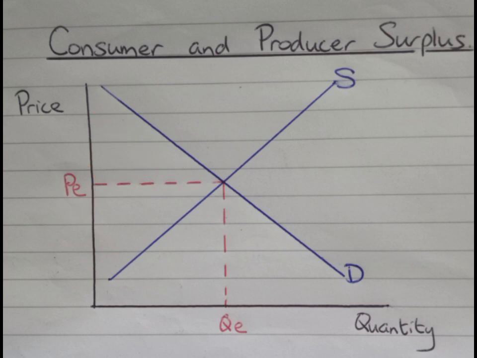Now, producer surplus is just the opposite. It's what a producer would have been willing to accept. So certain producers would have accepted a price down here. Some more would have supplied it if the price were higher, but a certain number will still supply the good at very low prices. So the producer surplus triangle is being highlighted there. In other words, it's the difference between what a producer would have accepted for a good and what they ended up receiving from the market.